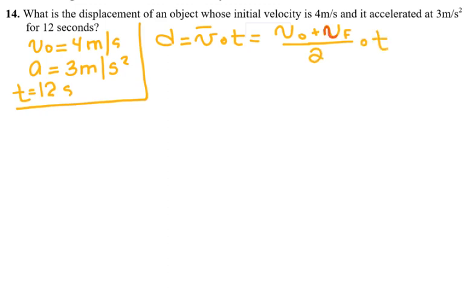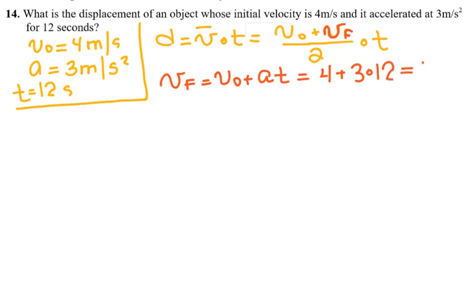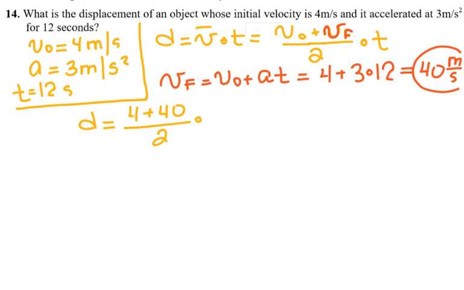I don't know what the final velocity is. So to find the final velocity, I need to take initial velocity and add acceleration each second. So I have 4 plus 3 times 12, which is 36. 36 plus 4 gives me 40 meters per second. Now I'm going to plug it into the displacement or distance formula. So average velocity, initial is 4, final is 40, divided by 2 times the time, which is 12. So I have 22 times 12, which gives me 264 meters.